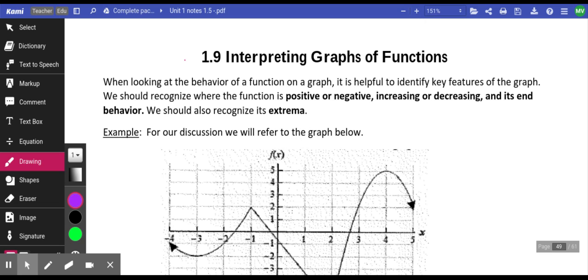Hey everyone, this is our last video for Unit 1. So this is 1.9, interpreting graphs of functions.